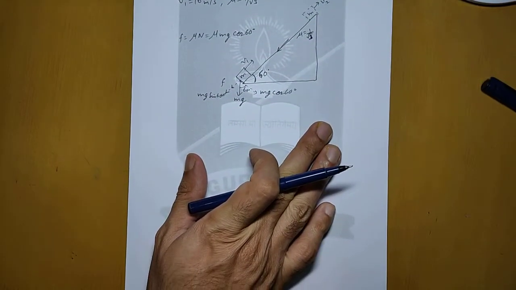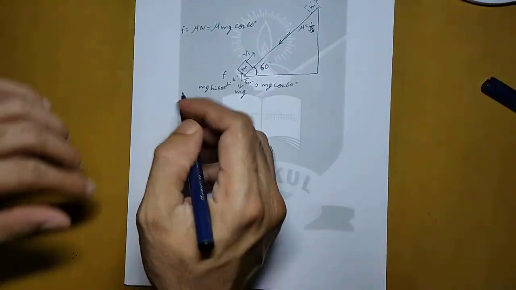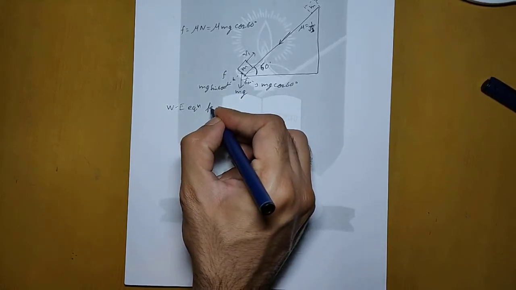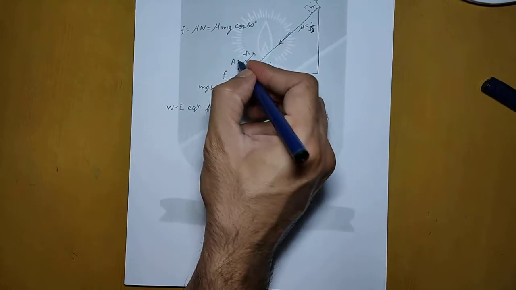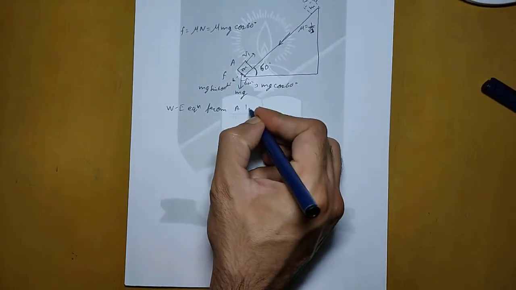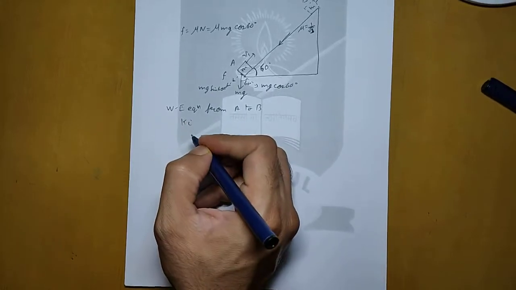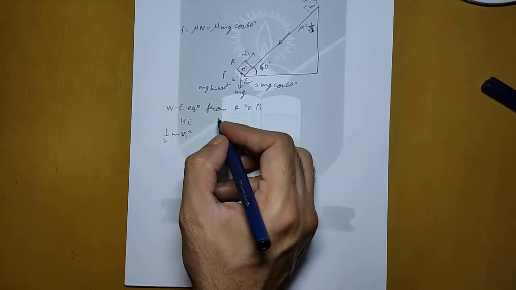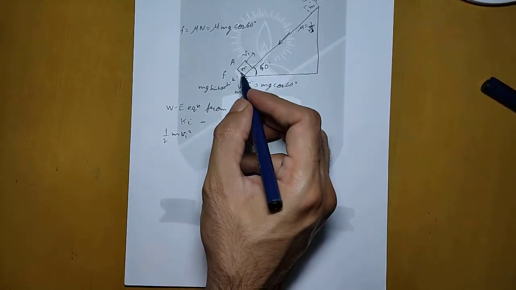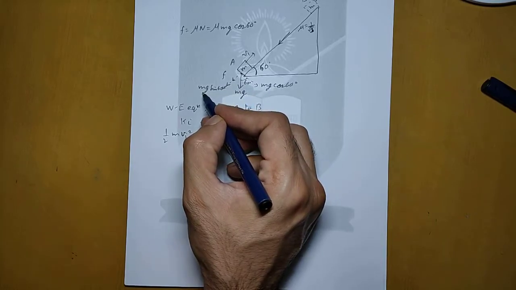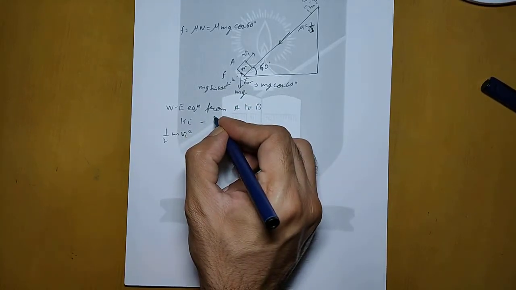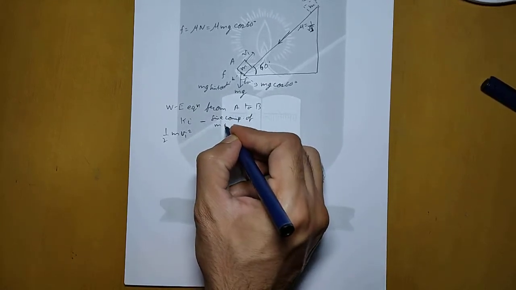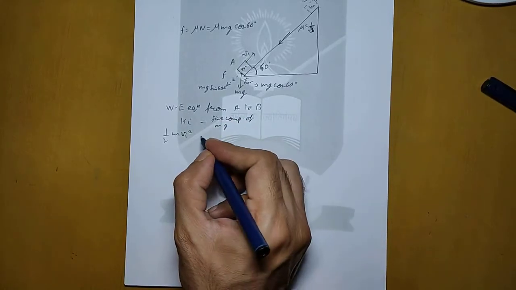So we'll make the work energy equation. Work energy equation from initial to final, let us say this is position A and this is position B. So from A to B it will have some kinetic energy, which will be half m v1 square. Then it is worked upon by negative work, so we can say minus the work done by the sine component of mg.